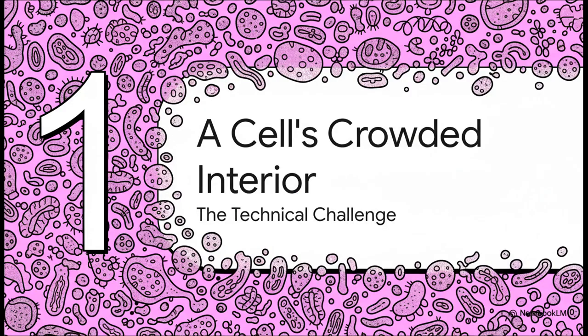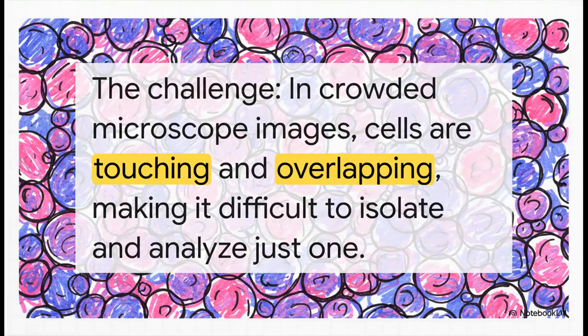Okay, but here's the catch. Actually seeing that difference has been a huge headache for scientists. To get why, you first have to appreciate just how crowded things get at the microscopic level. I want you to imagine looking at a big clump of soap bubbles all smushed together. It's next to impossible to tell where one bubble stops and the next one starts, right? That is exactly the problem scientists have been dealing with. Under a microscope, cells are constantly touching and overlapping, making it a real nightmare to isolate and study just one.